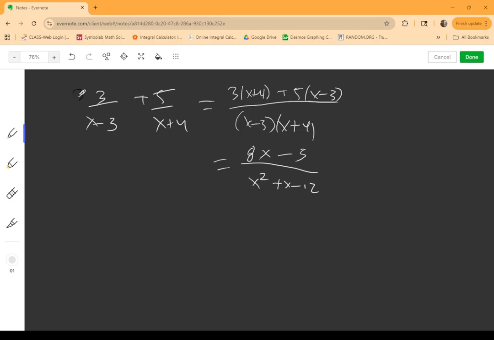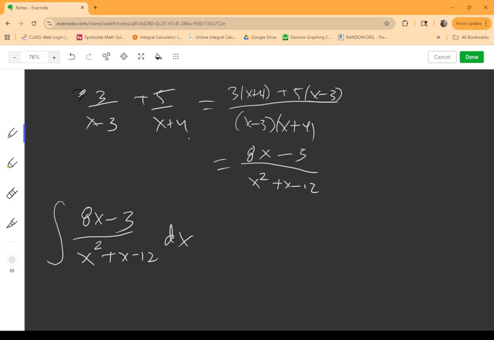So the idea here is, let's say this is what I wanted to integrate: the integral of 8x minus 3 over x squared plus x minus 12 dx. Now, with the methods that I have now, this is not a trig sub, and it's not a simple u substitution.